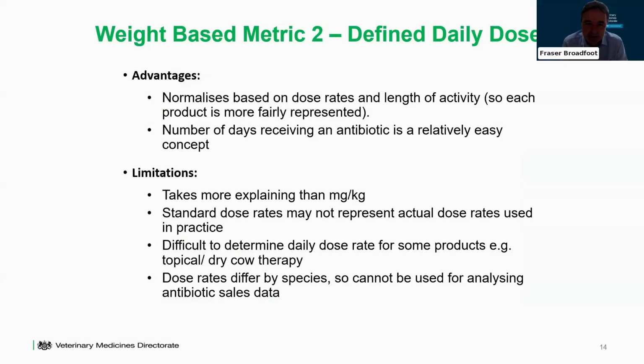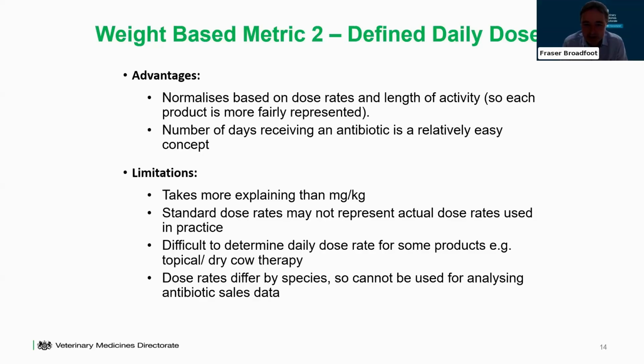The main benefit is that you actually treat each antibiotic the same. You normalize based on the dose rate and the length of activity. And also, although the term defined daily dose sounds quite complicated, if we explain to the farmers that this just represents the number of days that each animal on average receives an antibiotic, that's actually a relatively easy concept to understand. But the limitation is, as I've shown, it takes more explaining than milligram per kilogram.